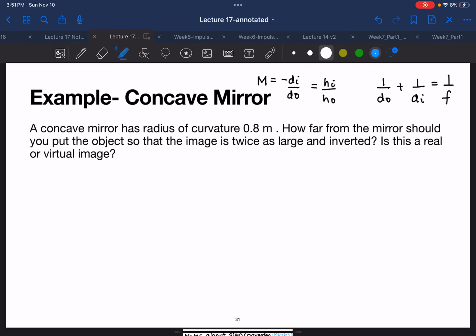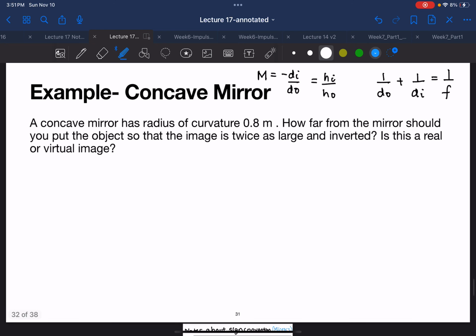Okay, I had rushed through this example towards the end of lecture on Friday, so I want to walk through it one more time because there was a sign error that I made as we were going through the work. So let's just talk about it again. We have a concave mirror that has a radius of curvature of 0.8 meters. So that's the first piece of information we know about this.